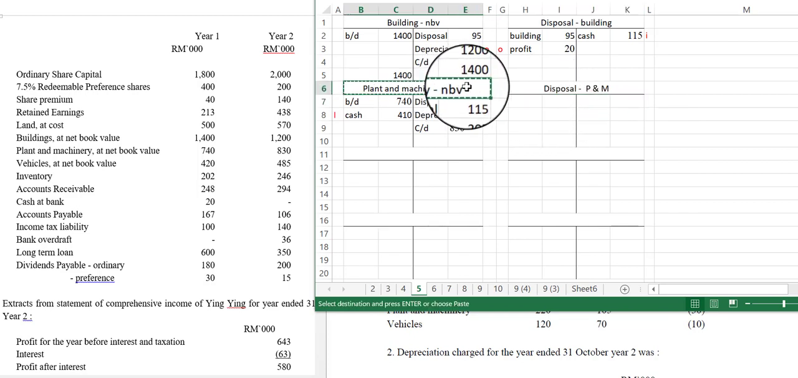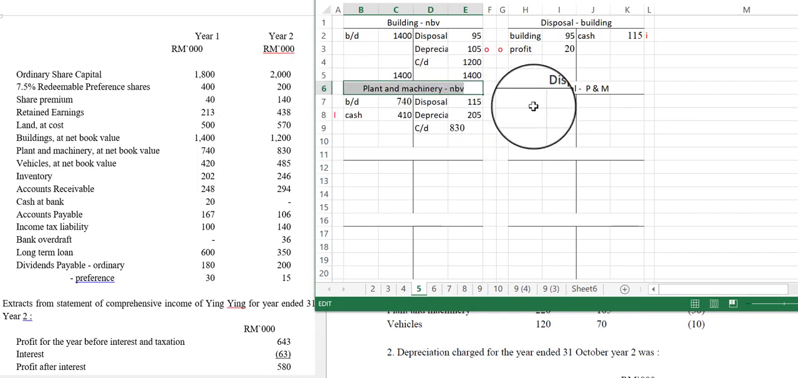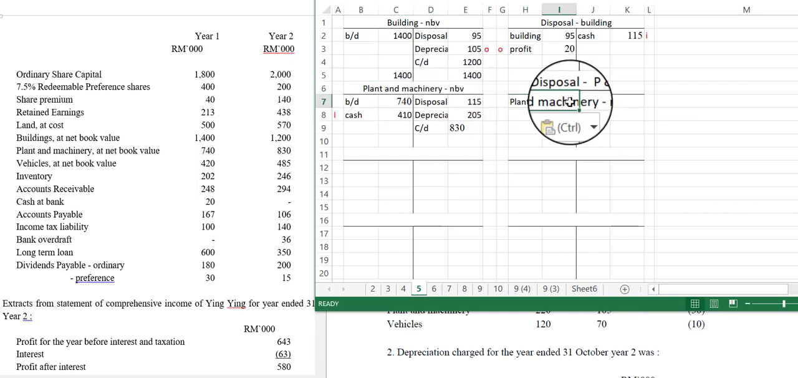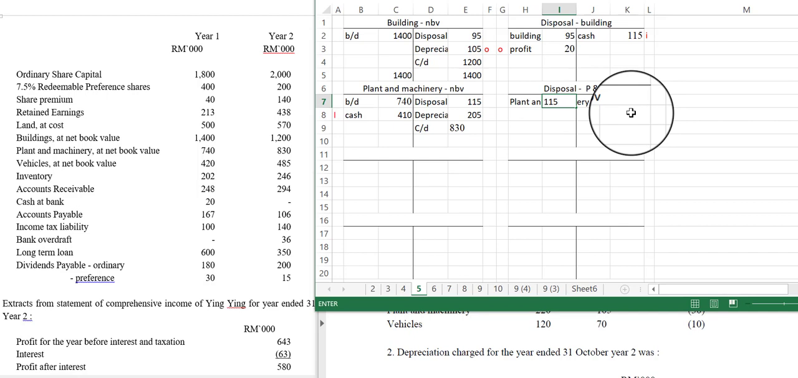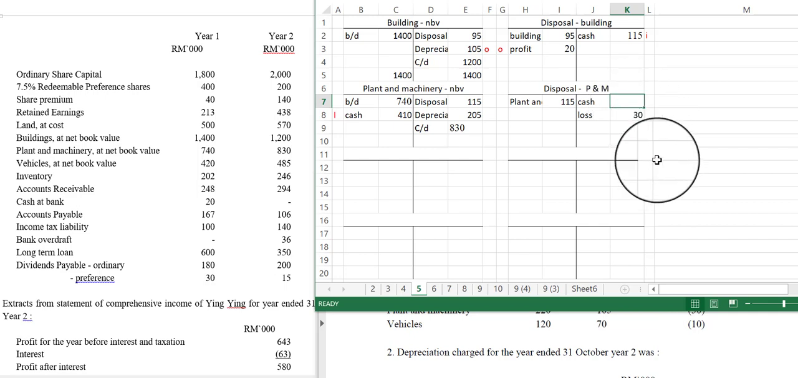Now here is 115. According to the question, you have a loss. A loss means that on this side you have a loss of 30. That means your cash received will be only 115 minus 30, so the balancing figure will be 85. These are the two figures you're using: cash will be in investing, and the loss will be in operating. The depreciation also needs to go into operating later.